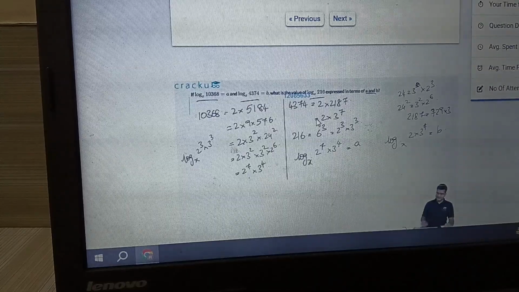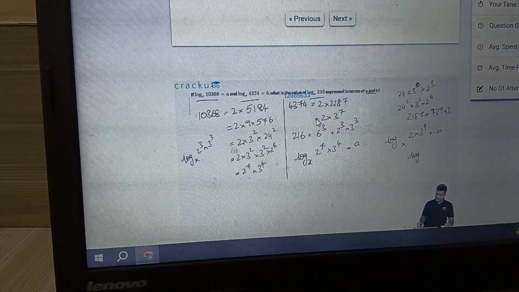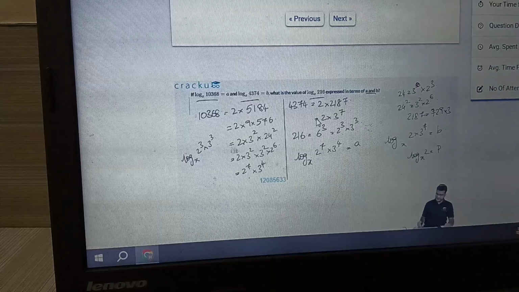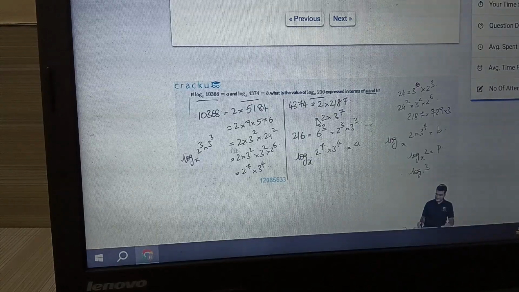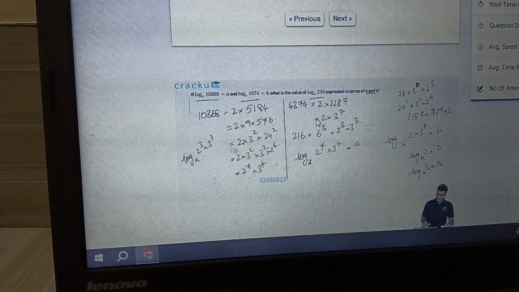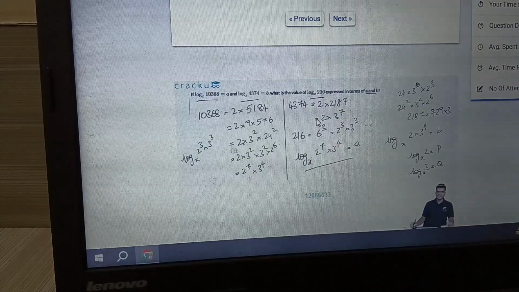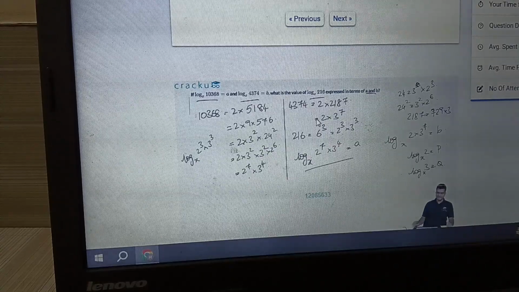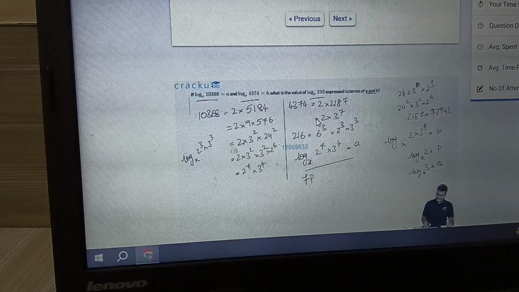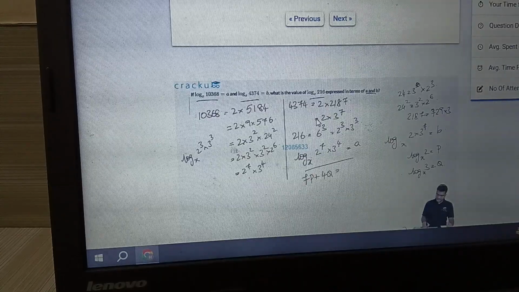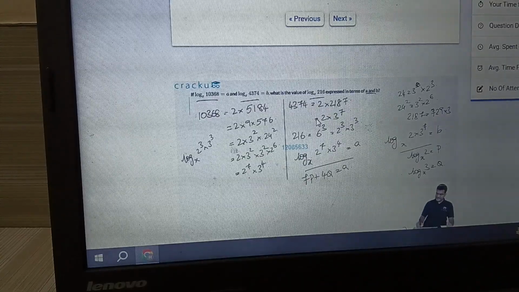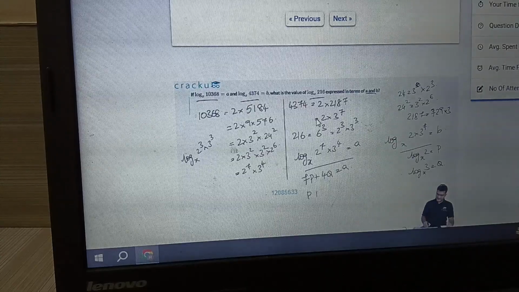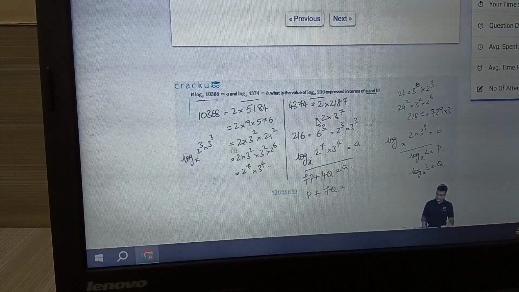So to simplify, let us assume that log of 2 to the base x is equal to p and log of 3 to the base x is equal to q. So the first equation, which is log of 2 to the power 7 into 3 to the power 4 to the base x, will be equal to 7p plus 4q. This is equal to a, and the second equation will be p plus 7q is equal to b.